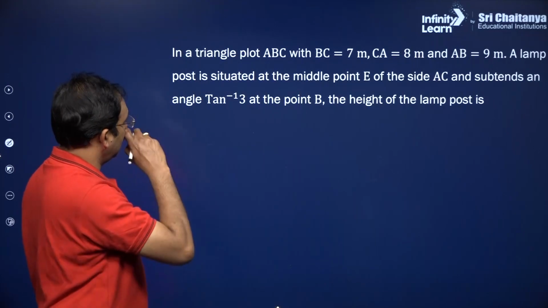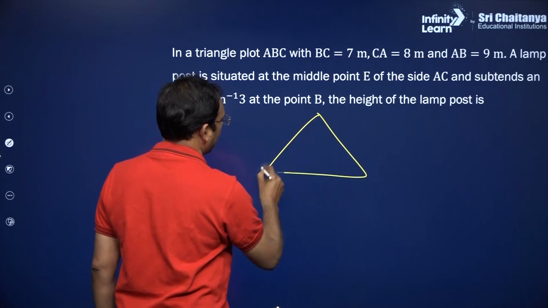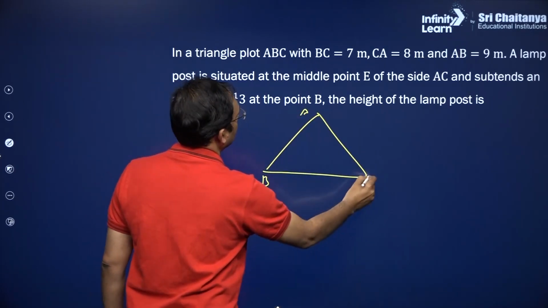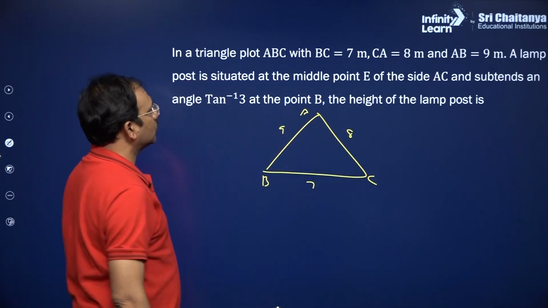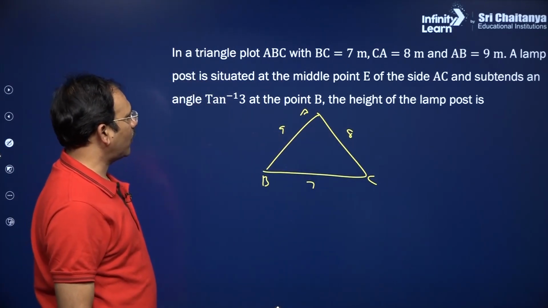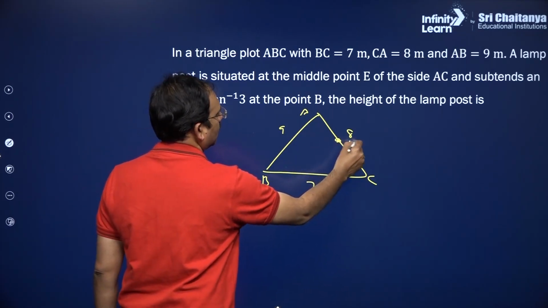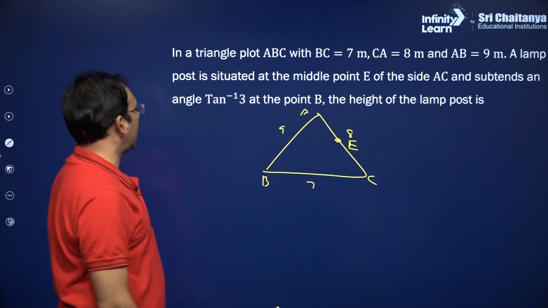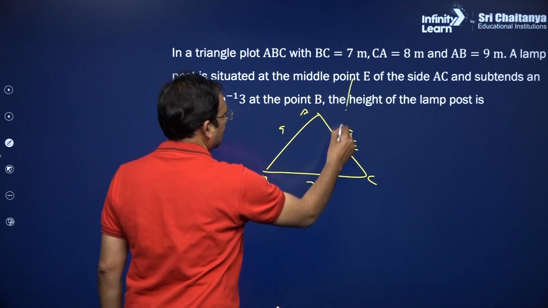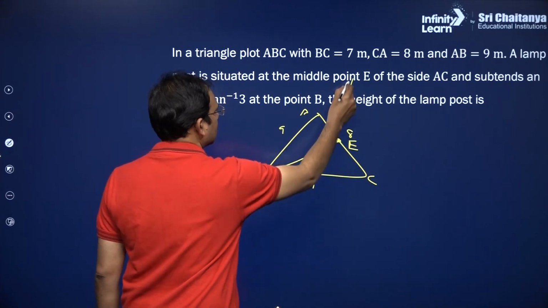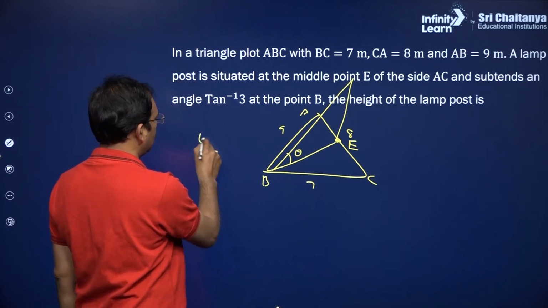Next, dear students, in triangle ABC, BC is 7, CA is 8, AB is 9. A lamp post is situated at the midpoint E of the side AC, okay, midpoint E of AC, and subtends an angle tan inverse 3 at the point B. This subtends an angle at B means this angle theta is given as tan theta is equal to 3.